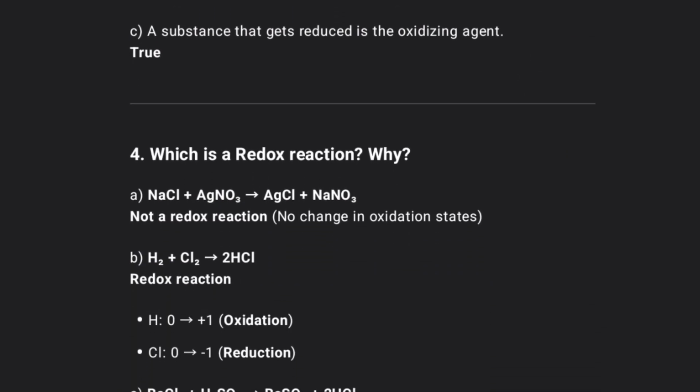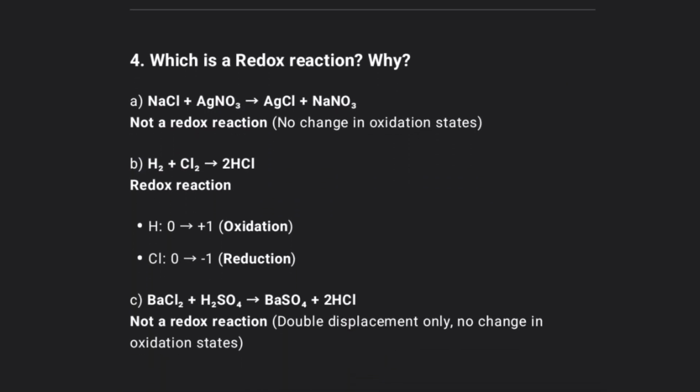4. Which is a redox reaction? Why? A. NaCl + AgNO3 → AgCl + NaNO3. Not a redox reaction. No change in oxidation states. B. H2 + Cl2 → 2HCl. Redox reaction. H goes from 0 to +1, oxidation. Cl goes from 0 to -1, reduction. C. BaCl2 + H2SO4 → BaSO4 + 2HCl. Not a redox reaction. Double displacement only, no change in oxidation states.